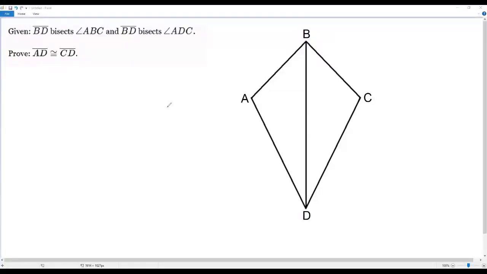Here we have a geometry problem on two column proof. Okay, let's go to the question. Given BD bisects angle measure ABC and also the line segment BD bisects the angle measure ADC.